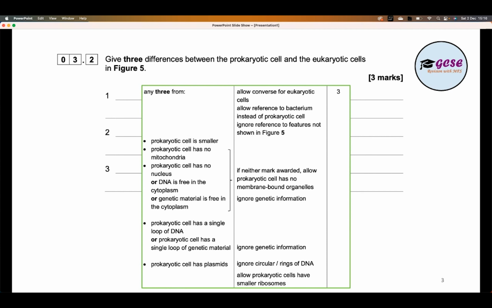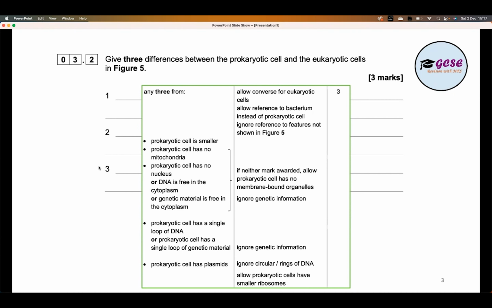Prokaryotic cell has a single loop of DNA, or a single loop of genetic material. Again, it says ignore genetic information. And prokaryotic cell has plasmids. Okay, so again, you can't say circular rings of DNA. You need a name for them. They are called plasmids. And you can also say prokaryotic cells have smaller ribosomes, but that's not explicitly covered on the specification. They do have smaller ribosomes known as 70S ribosomes. You won't need to know that. You would just need to know that prokaryotic cells have smaller ribosomes than eukaryotic cells.